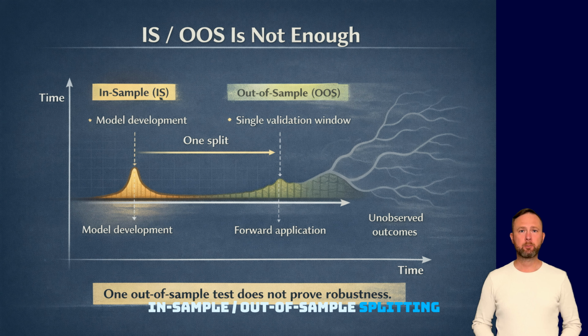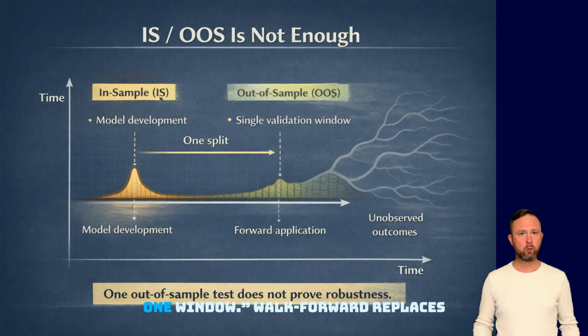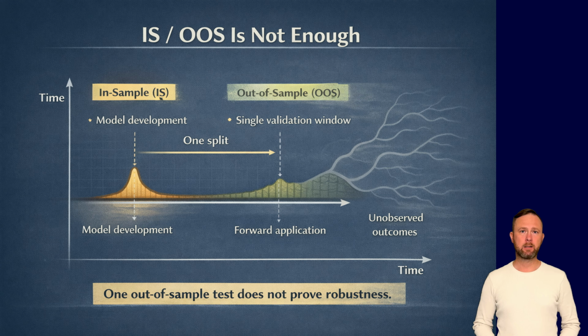In-sample, out-of-sample splitting is the foundation, but a single OS segment is still just one historical scenario. It's one realization of the past, one volatility regime, one liquidity environment. Passing OS once does not equal robustness. It only means it didn't fail in that one window. Walk forward replaces the binary pass-fail mindset with continuous validation through time. It doesn't ask, did it work? It asks, how consistently does it survive changing conditions?